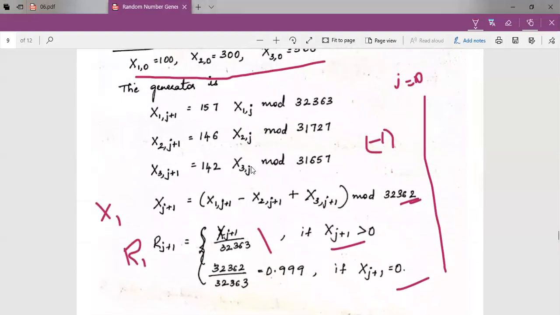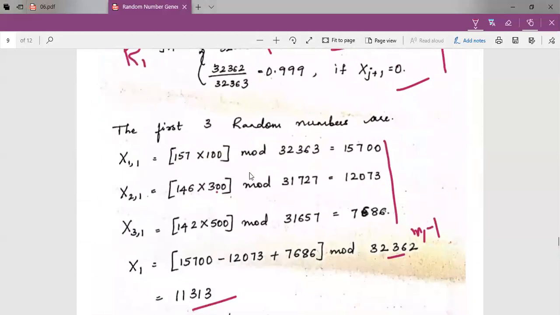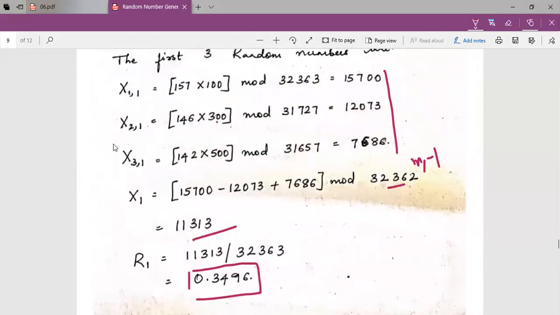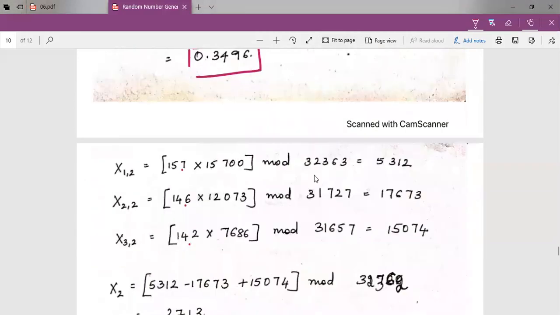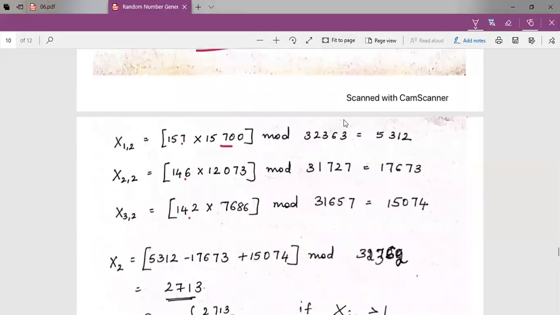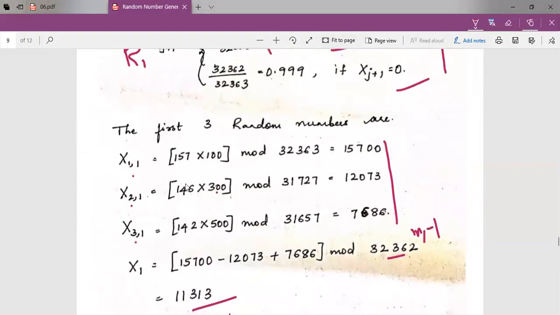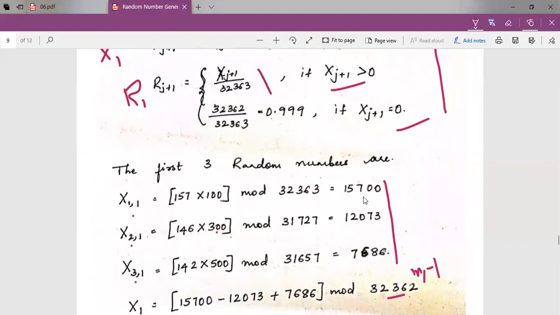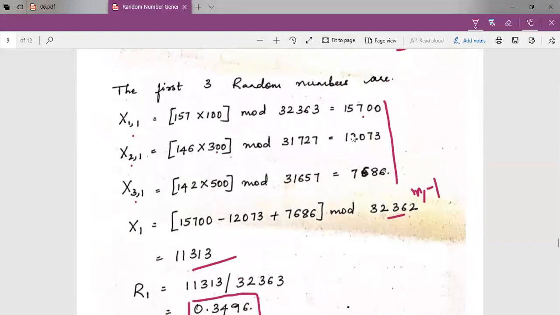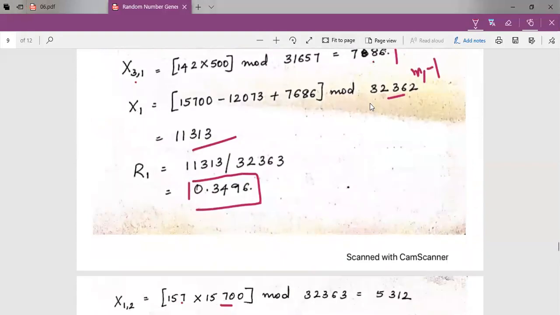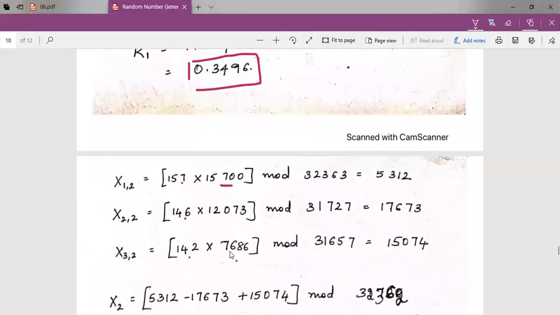Now this j value remains as what? 1. So x of 1, 1, 2, 1, 3, 1. So here it's already calculated. You have to use these three values here. 15700, then once again 12073, then 7686. These a values will remain as it is, this modulus value will be remaining as it is.